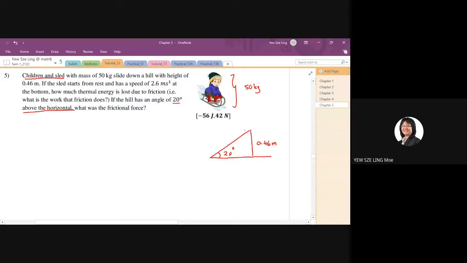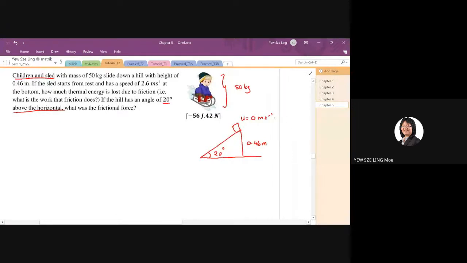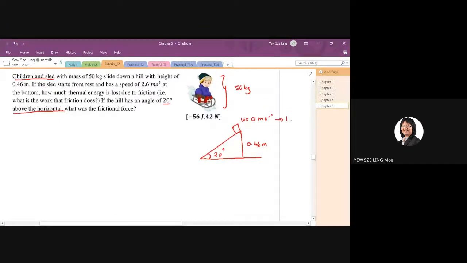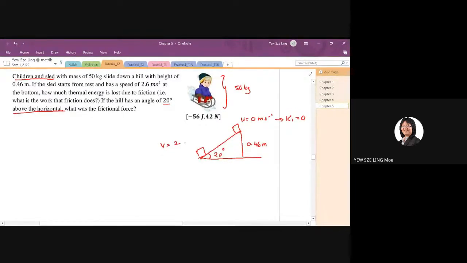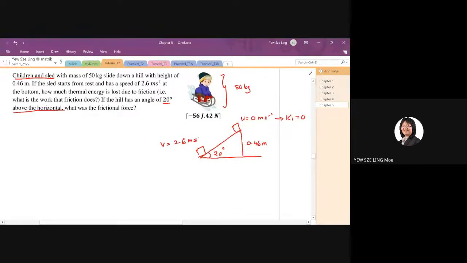Initially, our object starts from rest, so u equals 0 meter per second, which also gives us another piece of information: K initial equals 0. Because when velocity is equal to 0, there's no kinetic energy. Then when it reaches the bottom, it has a speed v equals 2.6 meter per second.